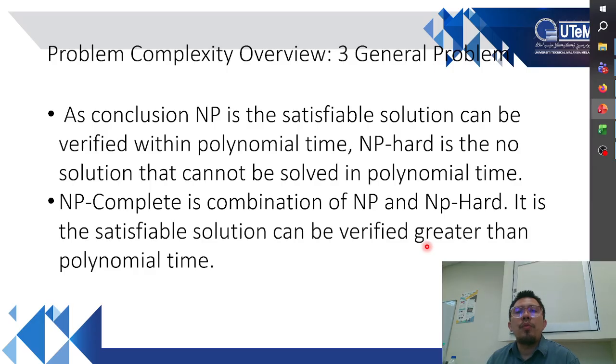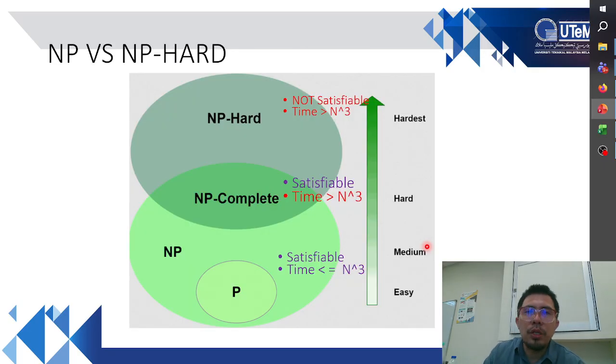NP complete is a combination of NP and NP hard. A satisfactory solution can be verified in greater than polynomial time. It's a confusing statement, right? But actually, I will try to show you the similarity between these classes, and also the difference between the three classes. Okay, so now we go to the design. How does it look?